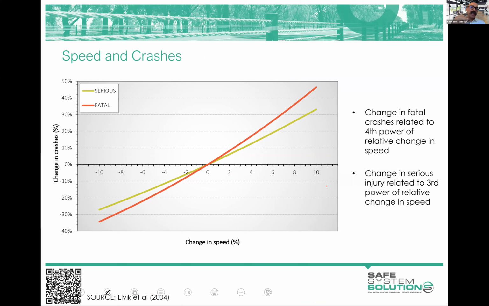Then you add on to that the increased severity levels, the kinetic energy equation that has velocity squared in it. We end up with a fourth power relationship for fatal crashes, and a third power relationship for serious injury crashes. So what does that mean? It means that a small increase in speed will have big impacts on the chance of a fatal crash occurring, and a little less on serious injury and a little less on other injury. But our most severe crashes are the ones that are most influenced by travel speed. So if we can get a little bit of reduction in speed, we get some serious benefits.